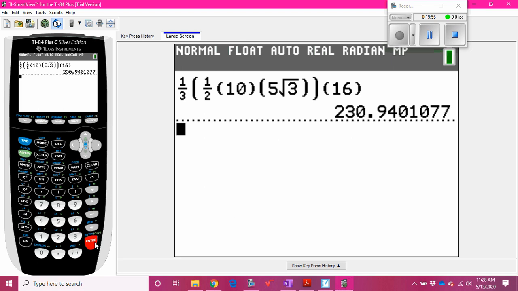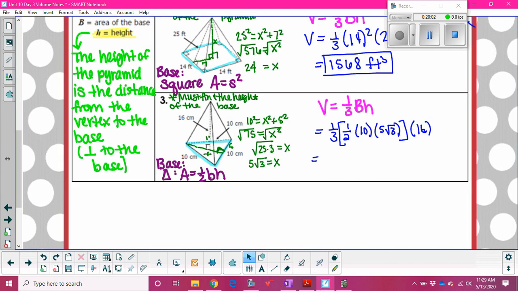All right, so your answer should be 230.94. Okay, so let's go write that down. So you get 230.94, and that would be centimeters cubed. So you have cubic centimeters. Okay. All right, let's go to the next page.